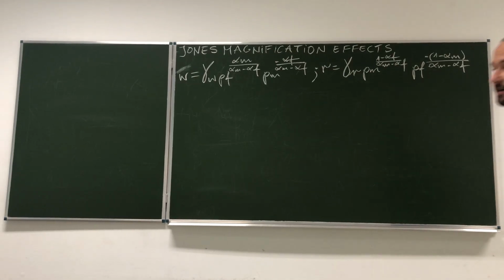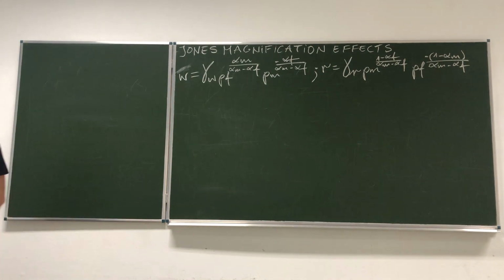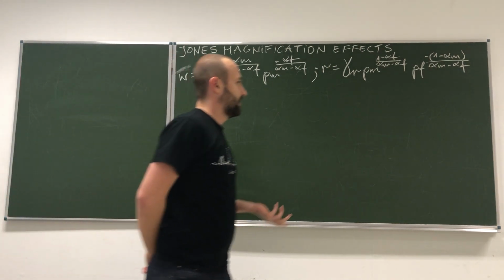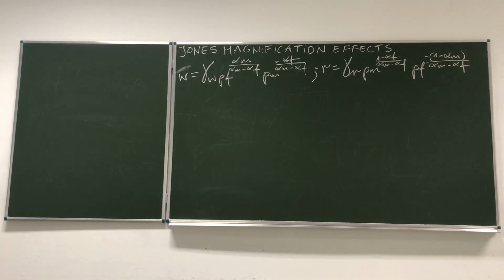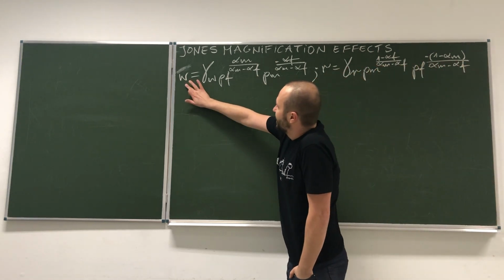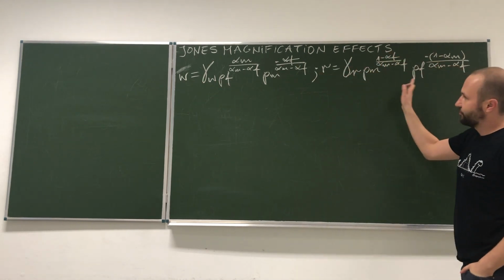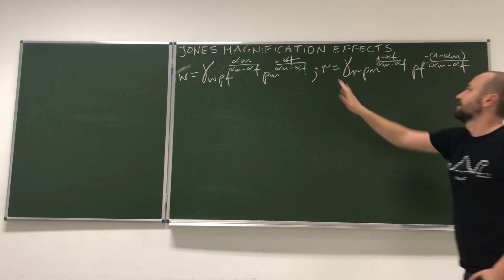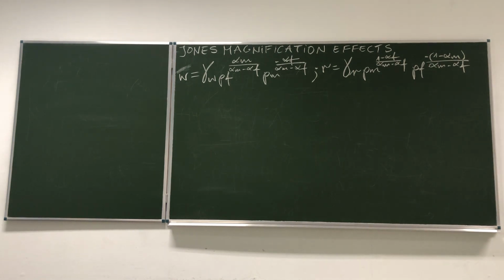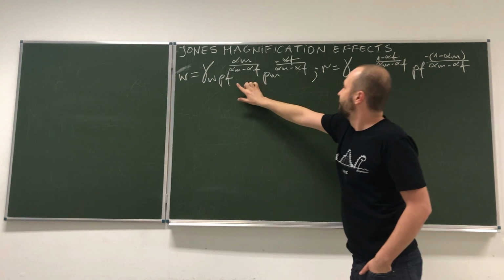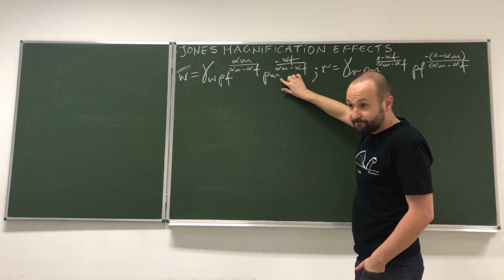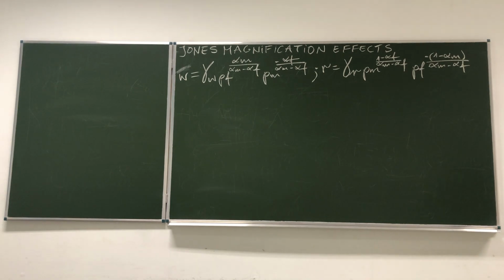Hi. In our last video, we were discussing the Stolper-Samuelson effect. What we did in the last video was that we were able to express rewards to factors of production, wage and rent, as functions of prices of final goods, food and manufacturers. Now we will discuss something called Jones' magnification effect.